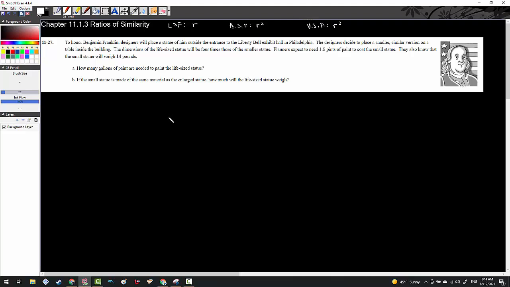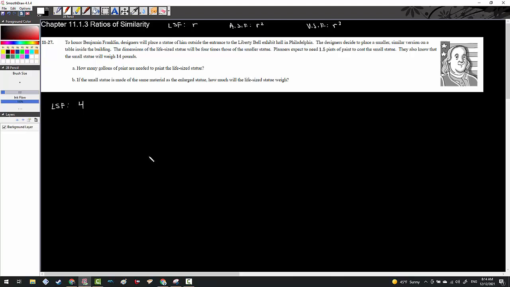In 11-27, it says, to honor Benjamin Franklin, designers will place a statue of him outside the Liberty Bell exhibit hall in Philadelphia. The designers decided to place a similar version on a table inside the building. The dimensions of the life-size statue will be 4 times the smaller statue. So automatically off the cuff, what I'm reading is that the linear scale factor of the figure is 4, right? 4 times, every dimension will be 4 times larger.